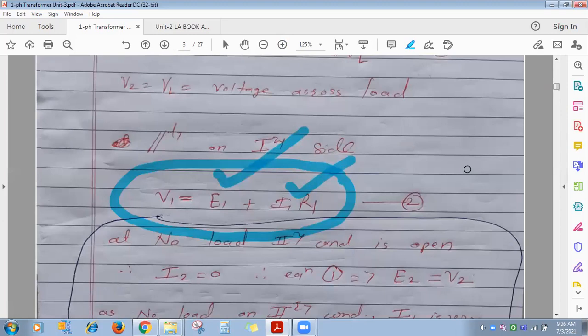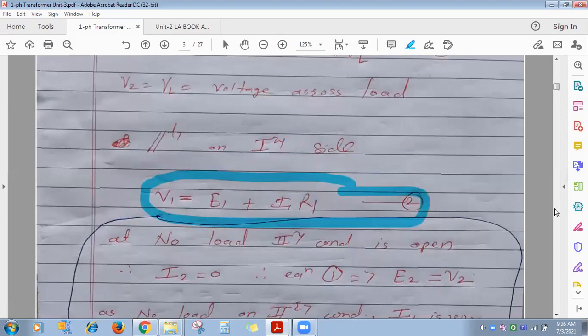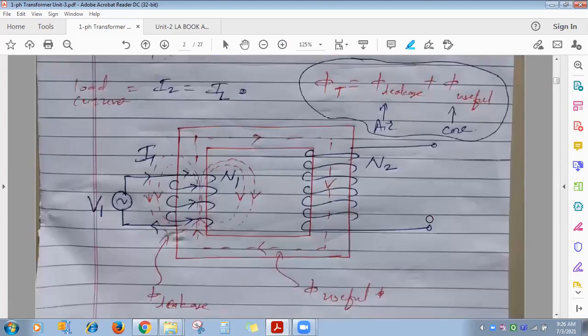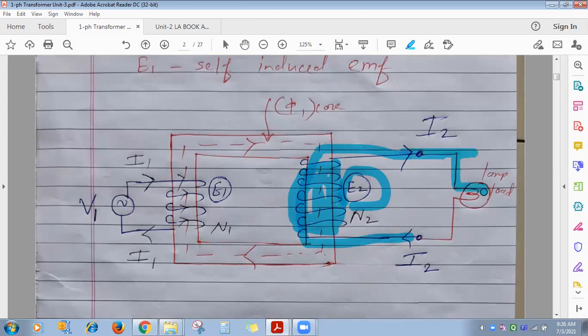Yes, ma'am. Okay, got it? So this is the voltage equation on primary side. Now what will happen on secondary side? See, voltage equation we'll see on secondary side. On secondary side, how much is the mutually induced EMF in N2 number of turns? E2. E2, very good. That is E2, isn't it? What is the copper resistance of secondary winding? R2. R2, very good. Current flowing through them is? I2. I2, very good. Okay.